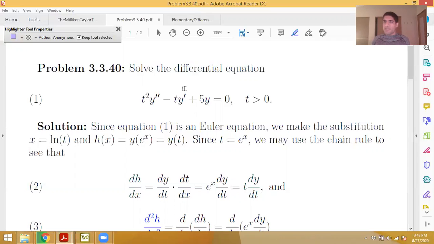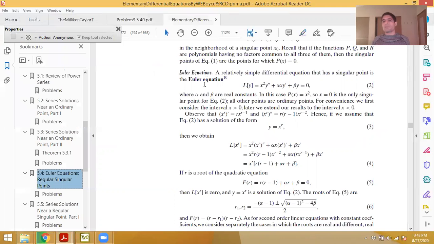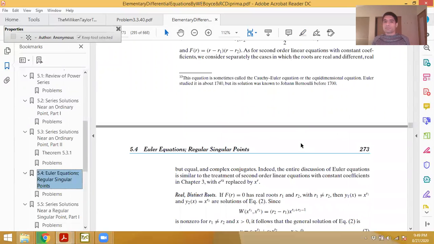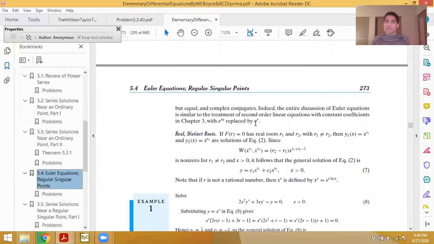Now, if we quickly take a peek in the textbook, they do discuss Euler equations in chapter 5, which you can see here in equation 2. They just show a general Euler equation, where alpha and beta are the constants, and whatever the leading constant was, they divided it out. And they do give a general formula for how to solve it, how to get the values of r, and how the corresponding solution is x to the r.